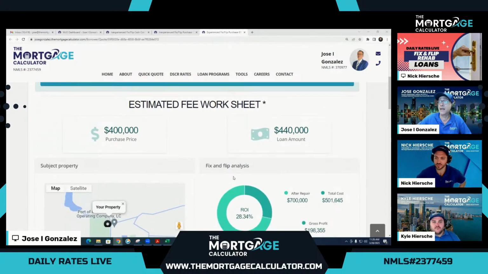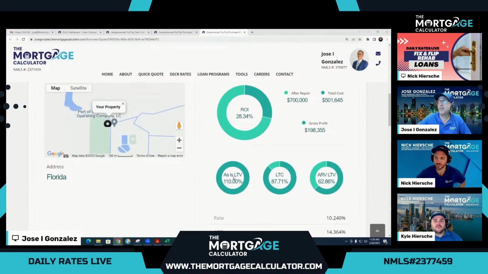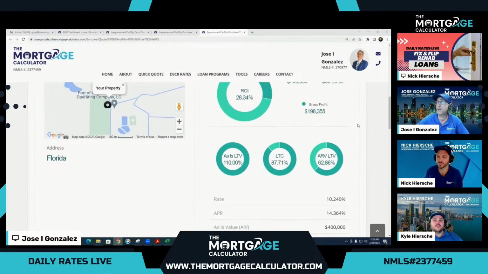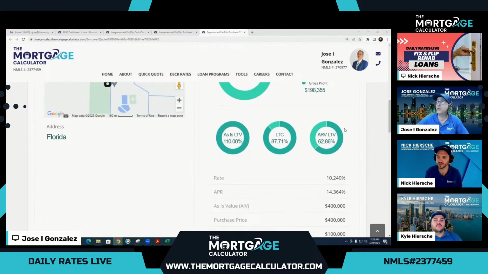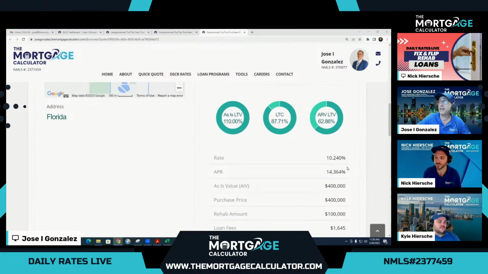So in this example here we're going to get into the actual flip side here. We have total costs of $501,645 with a gross profit of $198,355. And now, due to the great numbers that this flip has, I mean, it's not every day you're going to get a flip with so much meat on the bones, but here you get really low rate. They love the deal, right?